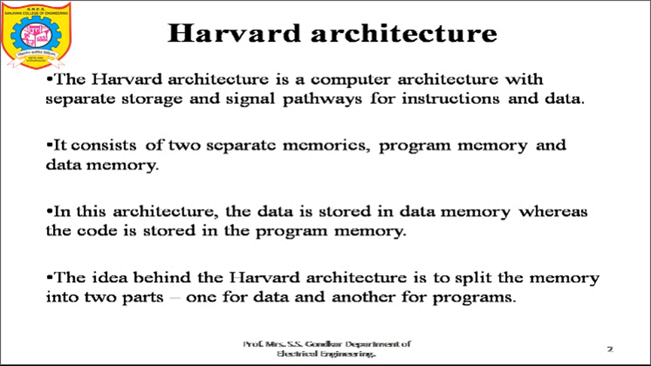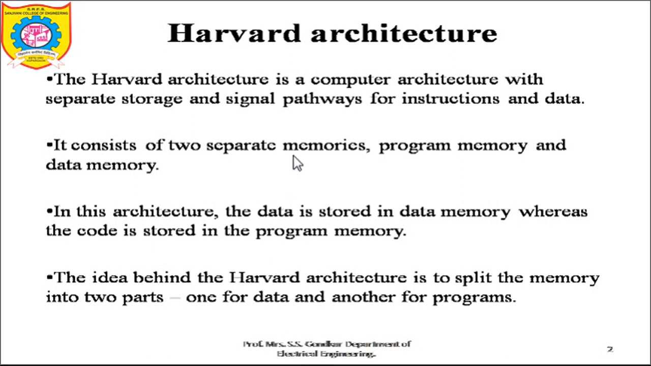Sharing of the bus was done in order to access the code as well as data. Such types of architectures are called von Neumann architectures. So the Harvard architecture and the von Neumann architecture are separate from each other.